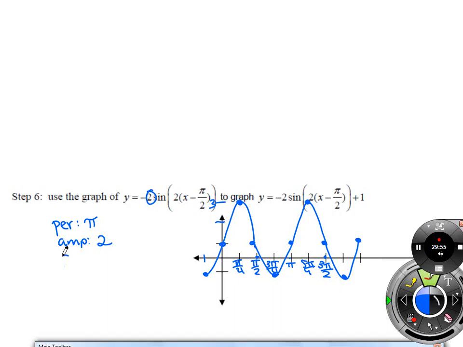Okay. What is the domain for a sine function? All real numbers. Okay. And then what is the range for this graph? So -1, less than or equal to y, less than or equal to 3. And in our interval notation, that would be from -1 to 3, including both of them.